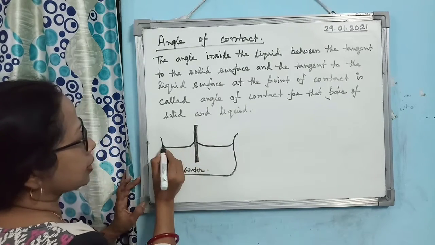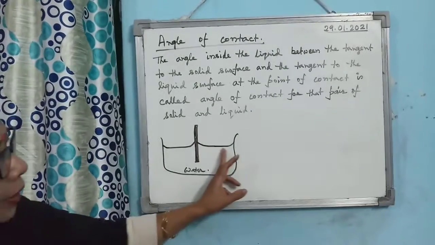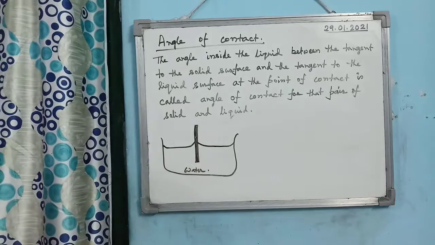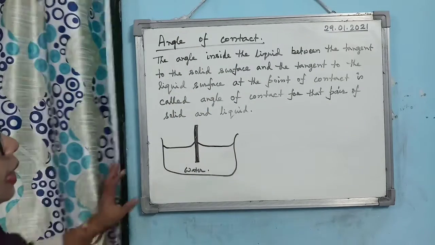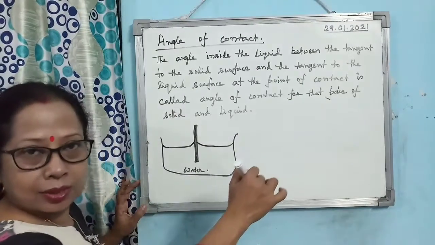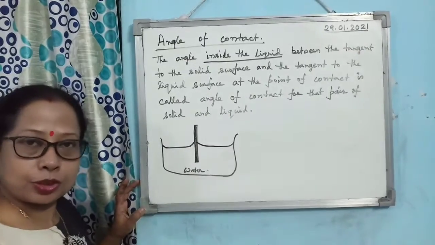And again, when it is coming near the glass, it is concave upward. This is the shape of the liquid meniscus. Alright. Now, what is the angle of contact? Understand it. It is the angle inside the liquid. This is the point you have to understand. Inside the liquid it should be.